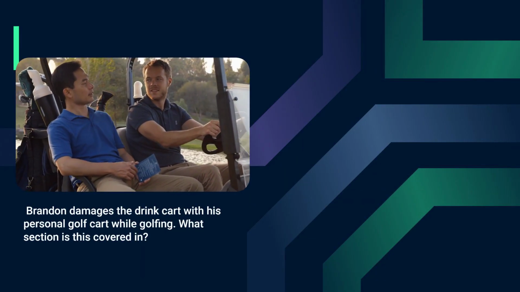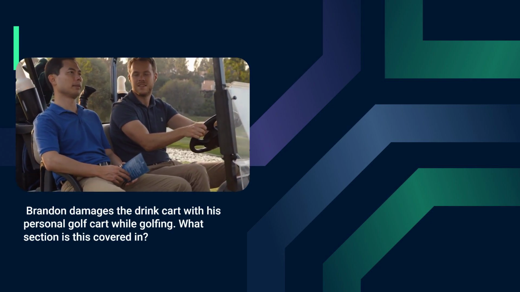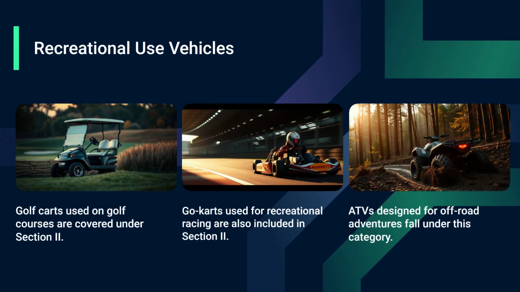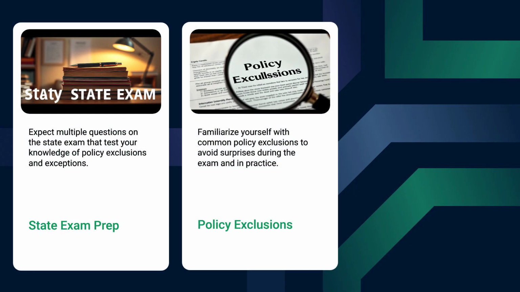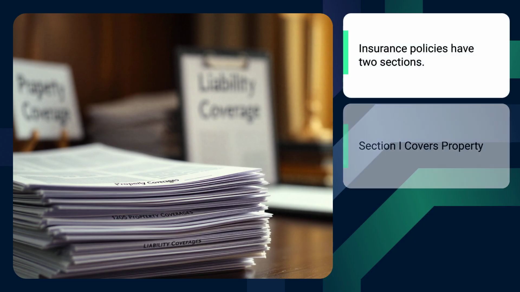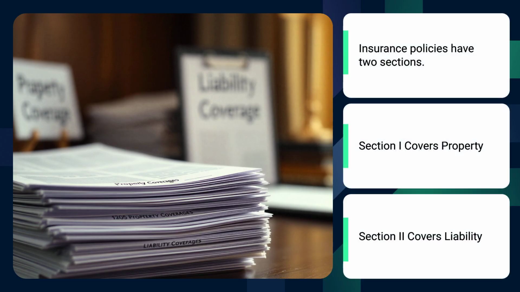Last scenario. Brandon damages the drink cart with his personal golf cart while golfing. What section is this covered in? Reason: Section 2, because it covers motorized vehicles designed for recreational use, e.g., golf carts used on a golf course. You can expect to see multiple questions like this one on the state exam. It cannot be emphasized enough that you must be familiar with policy exclusions as well as the exceptions to those exclusions. Remember, Section 1 equals property coverages, and Section 2 equals liability coverages.